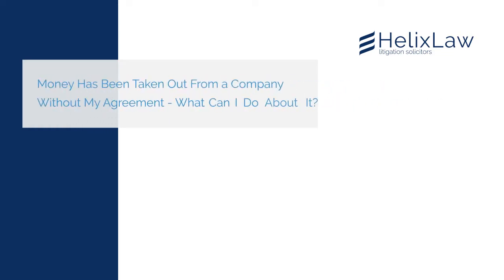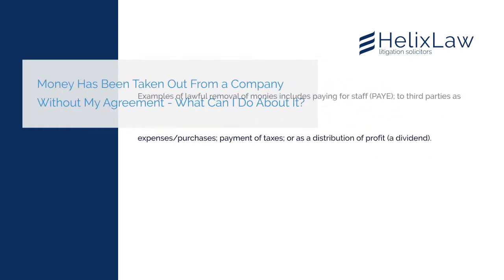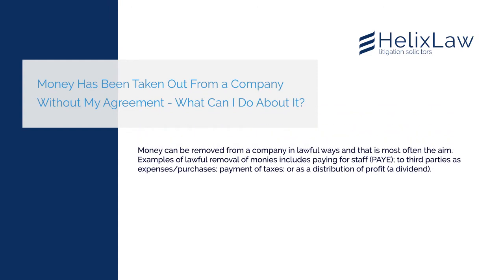Money has been taken out from a company without my agreement. What can I do about it? Money can be removed from a company in lawful ways, and that is most often the aim. Examples of lawful removal of monies include paying for staff, pay, to third parties as expenses or purchases, payment of taxes, or as a distribution of profit, a dividend.